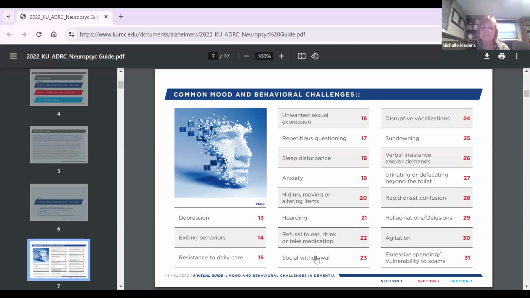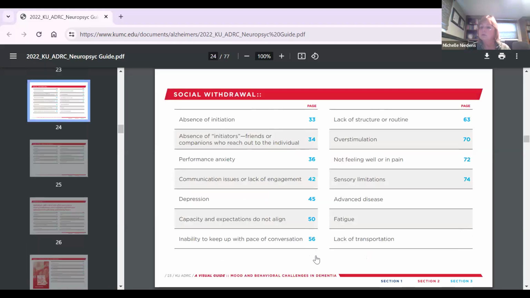It shows page 23. So you can actually click on then page 23. And it gives you some thought process about what could be possibly some of the reasons. Sometimes it's related to progression in the frontal lobe, where initiation and motivation lie. So sometimes they just can't get started, but if we have a structure and involve them, they will be more involved and engaged. Sometimes it's because we have an absence of what I call initiators. So we need friends and companions to reach out and visit and to have schedules. So when we don't have those initiators, then some of that withdrawal can occur.